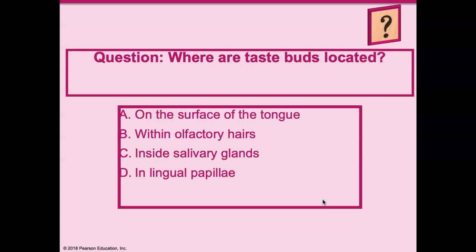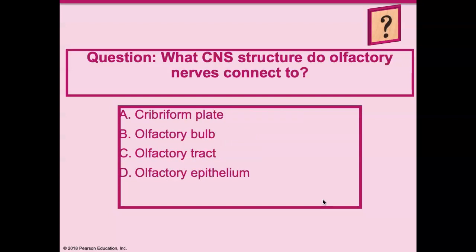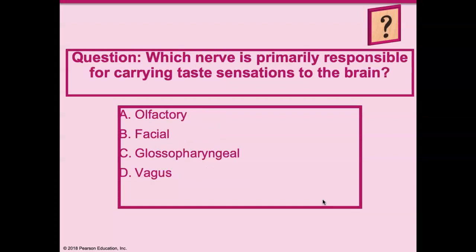Where are the taste buds located? In lingual papillae. What central nervous system structure do olfactory nerves connect to? The olfactory bulb, and then it will travel posteriorly along the olfactory tract. What nerve is primarily responsible for carrying taste sensations to the brain? Facial.